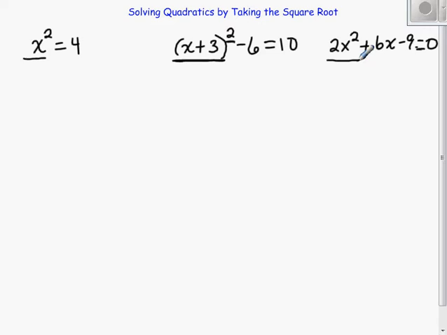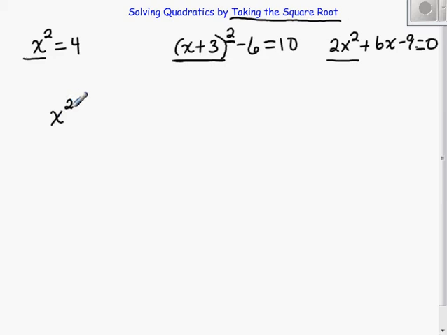There are several approaches that we can use in order to solve a quadratic equation or to find the roots of a quadratic equation. One of those methods is called taking the square root. We know that a square root and squaring are inverse operations. So if we have something with a square that needs to be undone, we can do that by taking the square root. So we're going to look at a couple of examples of quadratics that can be solved by this method. The first one is x squared equals 4.